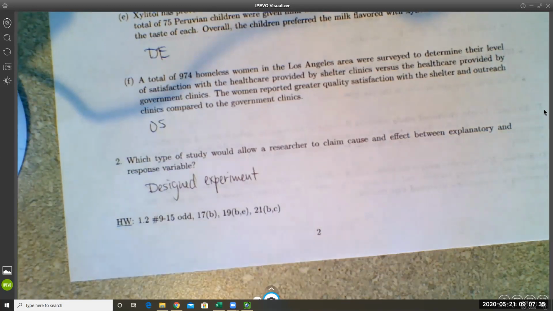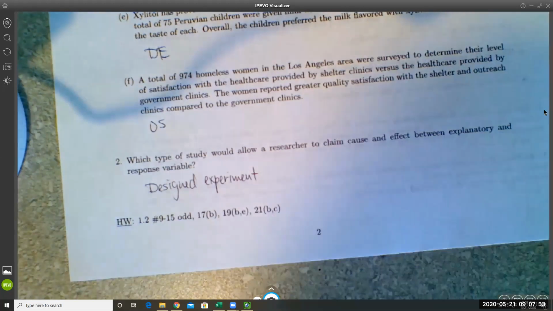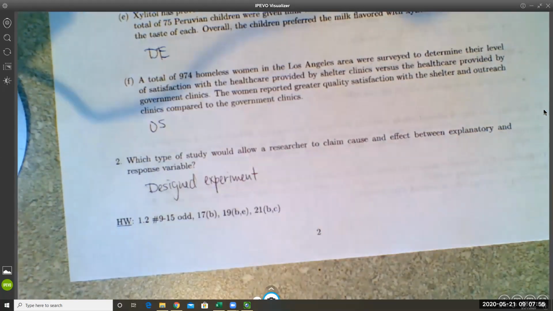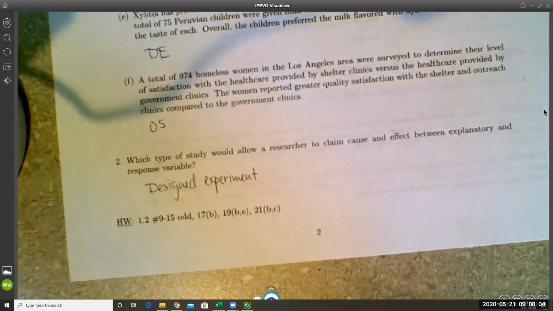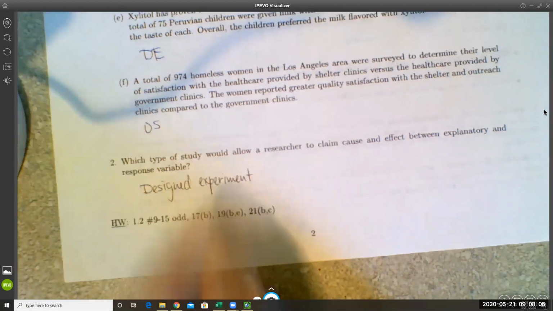And the reason they couldn't claim cause and effect is because they were just doing observational studies. They didn't do any designed experiments. And as soon as they started doing designed experiments, they figured out pretty quickly that, oh wait, being enrolled in music programs is not causing an increase in academic performance, right? They're both responses to this third kind of lurking variable. Anyway, designed experiments allow us to claim cause and effect. Observational studies do not.